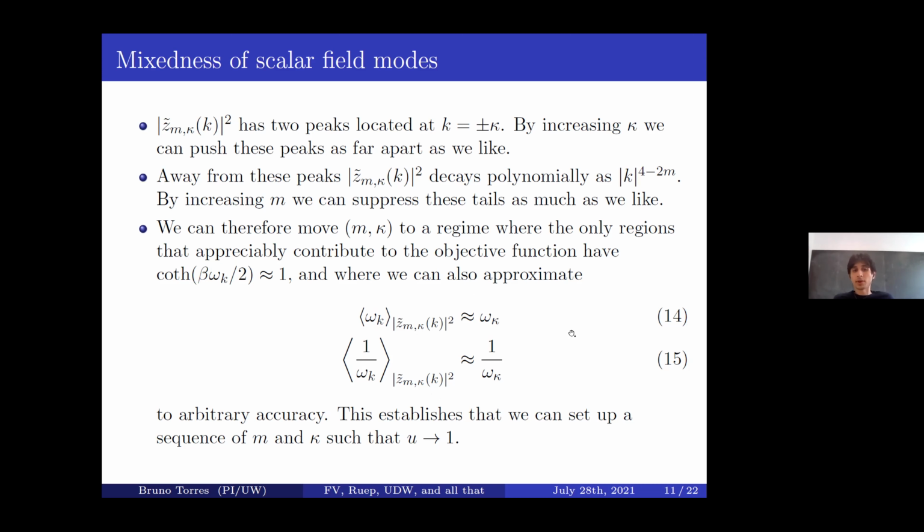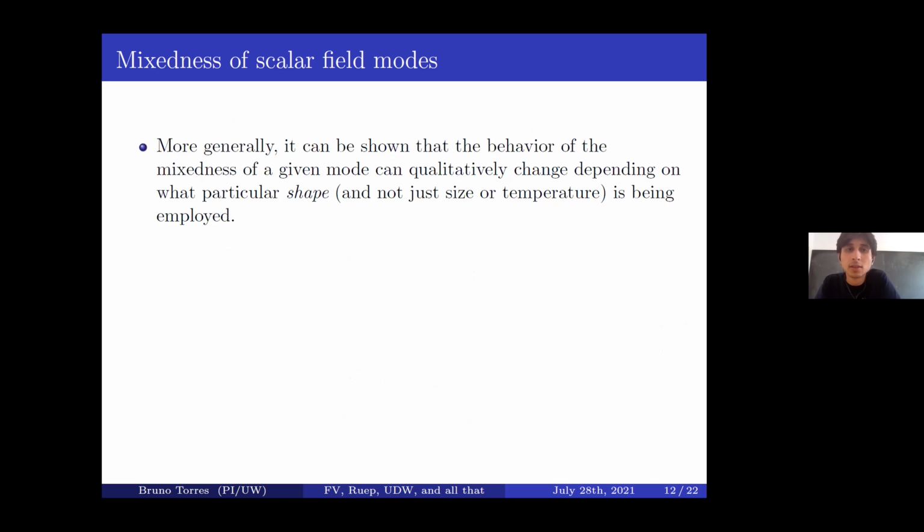That can be done to arbitrary accuracy, and therefore we see that we can set up a sequence such that the value of the objective function, or that measure of mixedness, gets arbitrarily close to purity. So a perfectly pure mode, right?